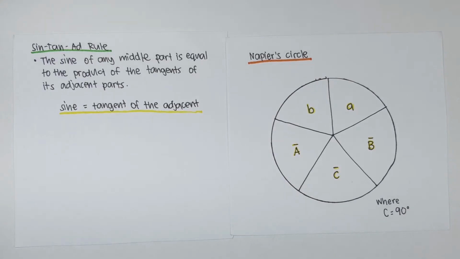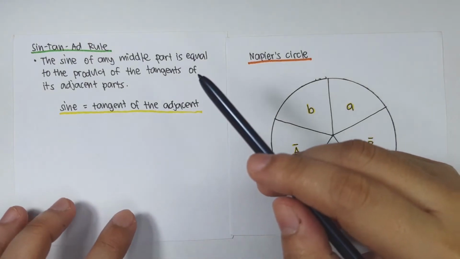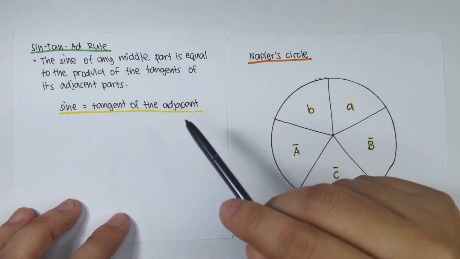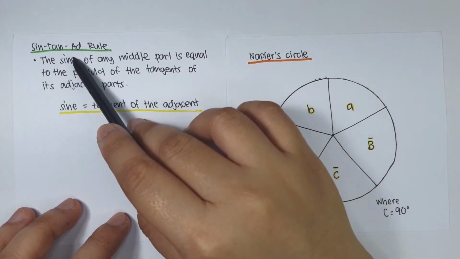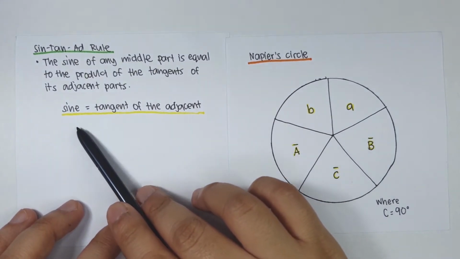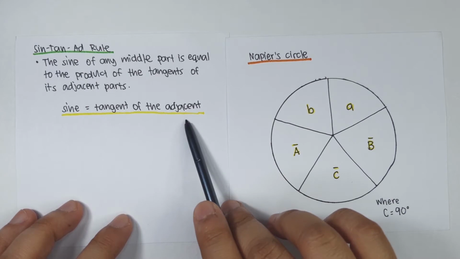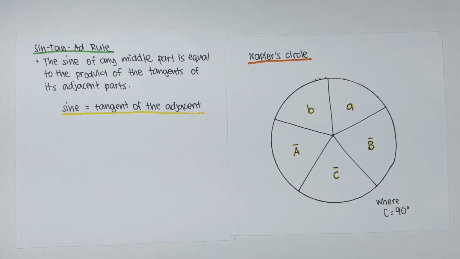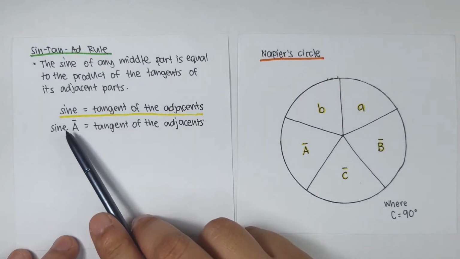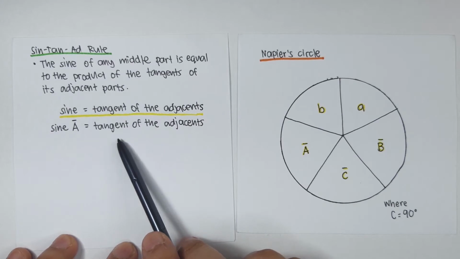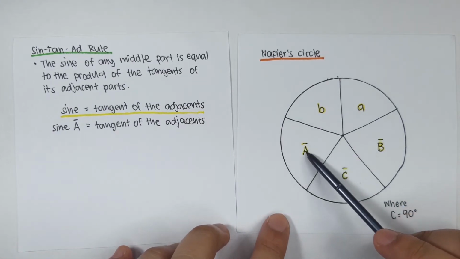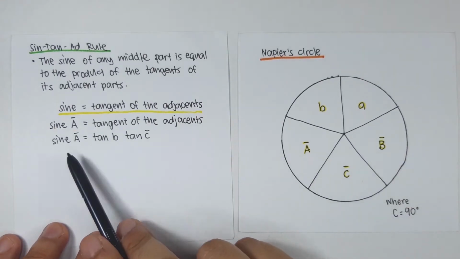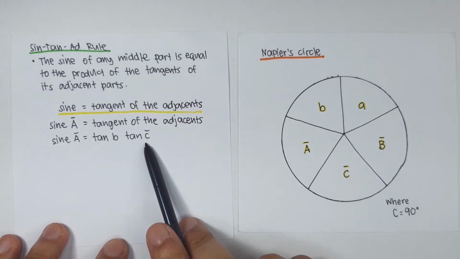Assuming that we're okay now with the figure, let's proceed with our discussion regarding the sin tan add and the sin co-op rule. So to cut our explanation short, when you say sin tan add, that is sine is equal to tangent of the adjacents. Again, sine is equal to tangent of the adjacents. So for example, let's choose angle A. That's sine A bar is equal to tangent of the adjacent. As you can see, adjacent sides of A bar are B and C bar. So sine A bar is equal to tangent of B times tangent of C bar.